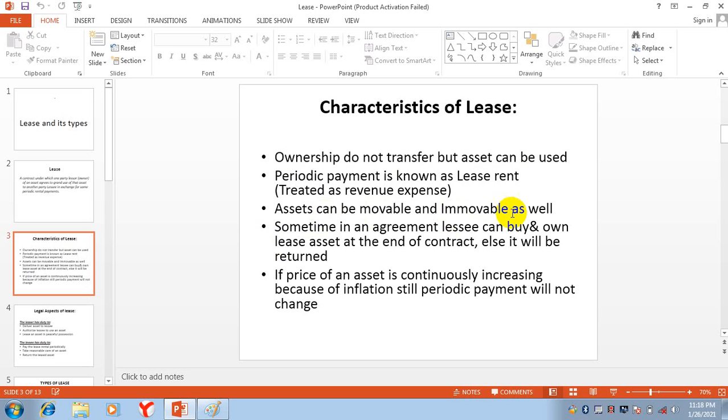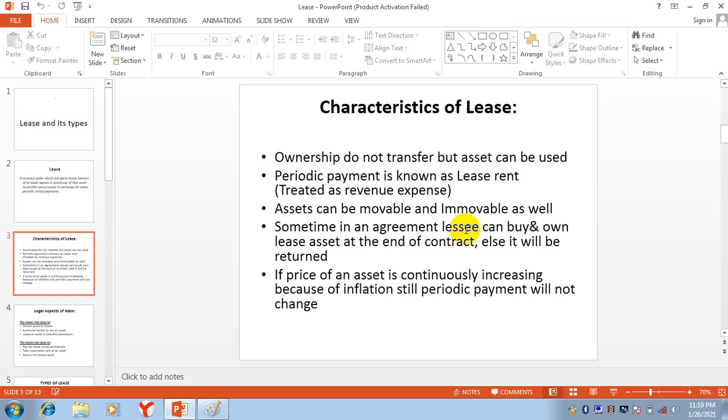Asset can be movable and immovable as well. The asset that the lessee is using will be either a movable asset or an immovable asset. A movable asset can be a machine or different other things. And immovable assets can be land or a building.